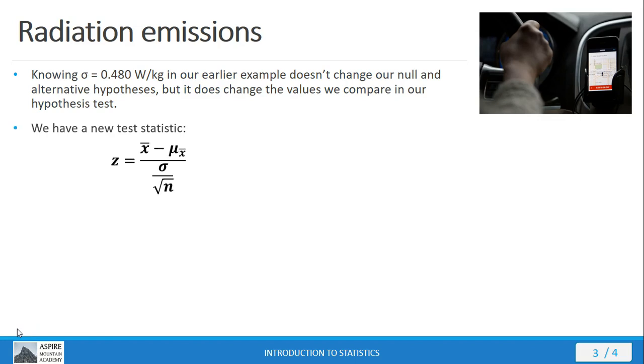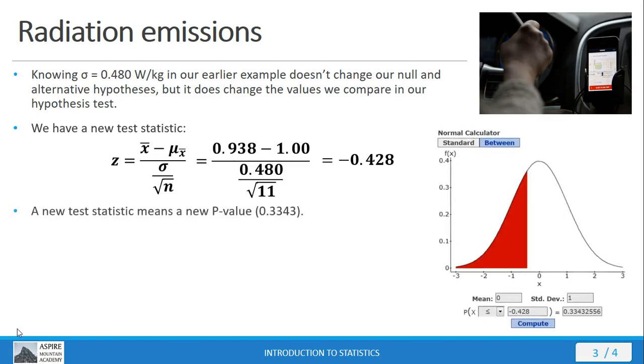So now we have to recalculate it using this expression here, and we're going to put in the numbers that we have. So the 0.938 is the same, the 1 is the same, the 11 is the same, the only difference is the 0.48. And so we punch this expression out on our calculator, and we get a new test statistic, negative 0.428. Not radically different than what we saw before, but hey, it's a different number.